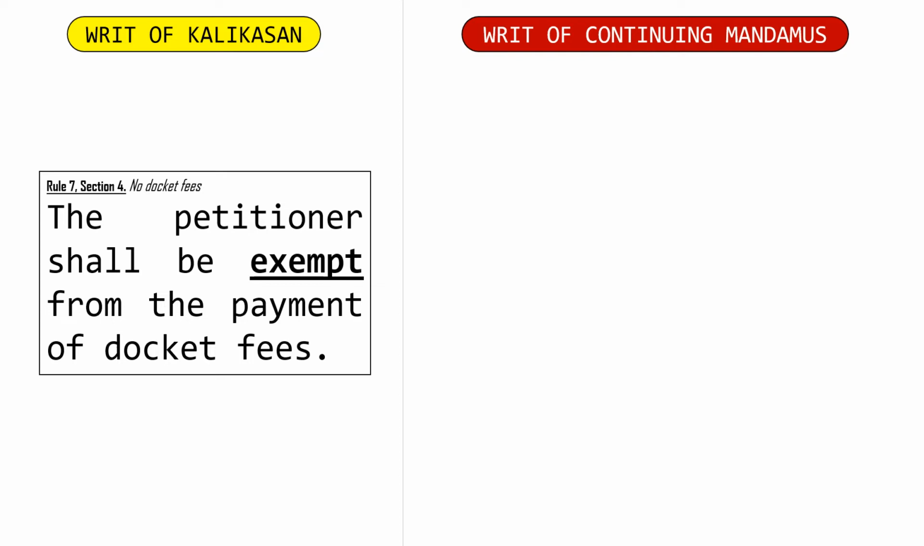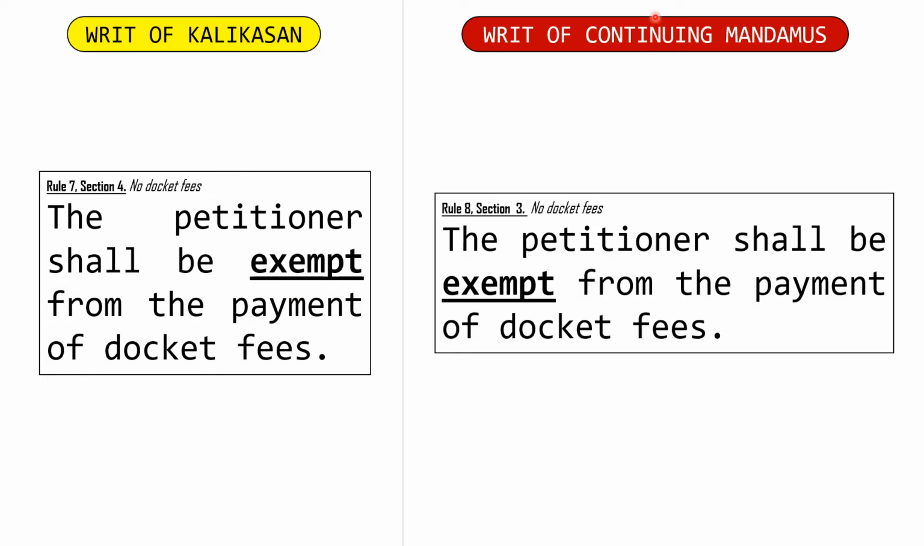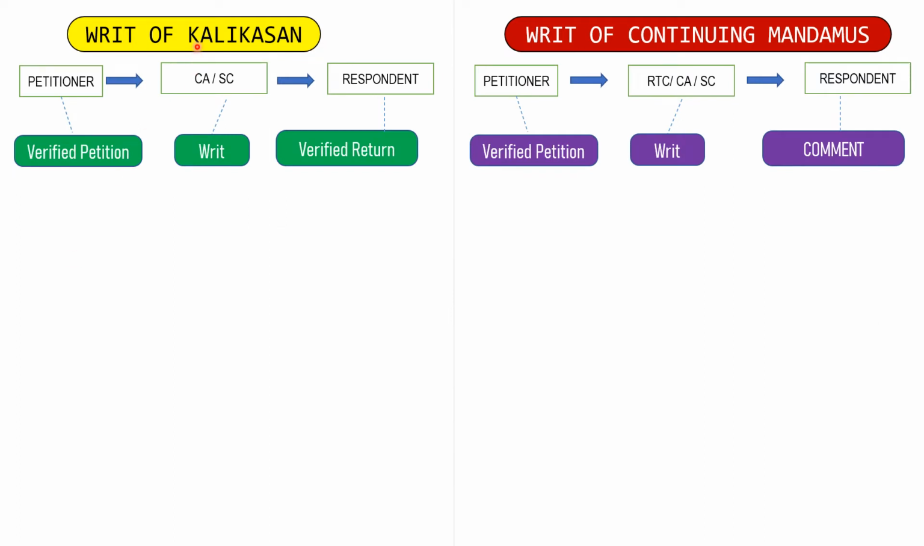In the writ of kalikasan, the petitioner is exempted from the payment of docket fees. Take note that that is also true of the writ of continuing mandamus. Petitioner is also exempted from the payment of docket fees. So, there is no difference when it comes to docket fees. In the writ of kalikasan, after the filing of the verified petition, what will happen next?